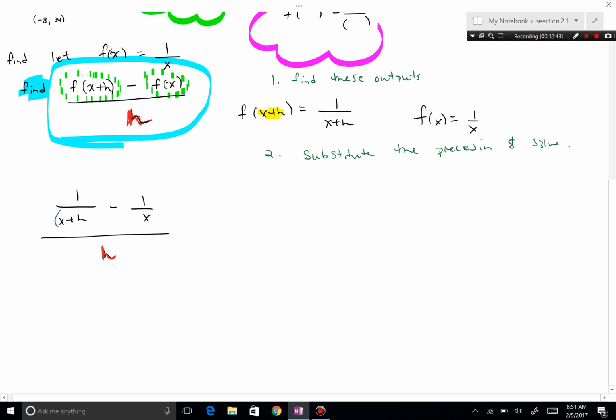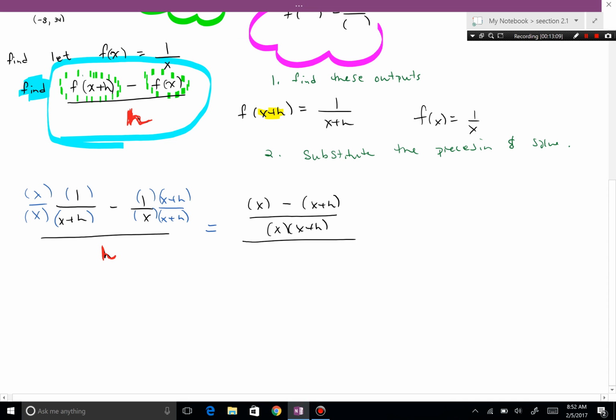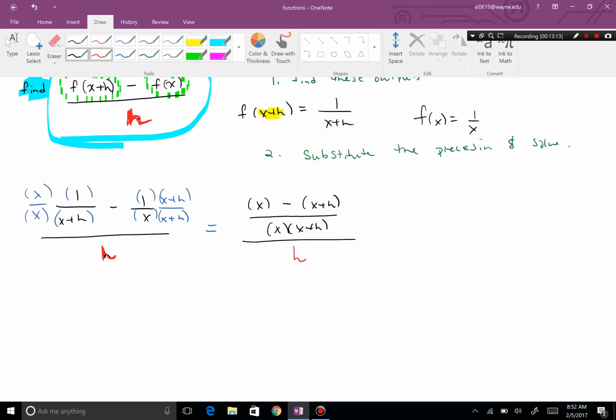Let's find the CD. In my numerator, boom, boom, boom, boom. This needs a x plus h, this needs a x plus h, this needs a x, and this needs a x. Done. Alright, so what does this yield me? This yields me something that looks like this: x minus (x plus h) over x times (x plus h), divided by this factor of h that I do not like and I'm trying to get rid of.